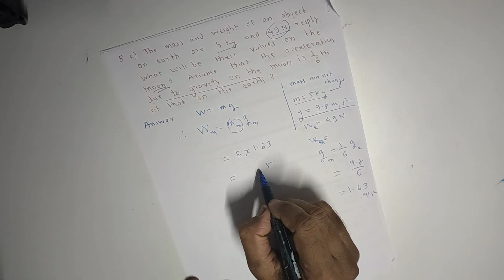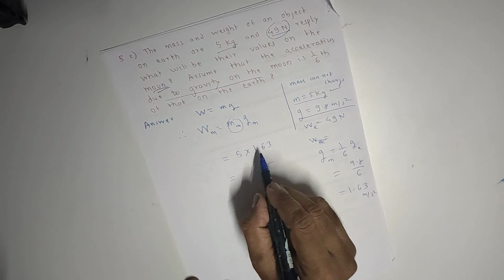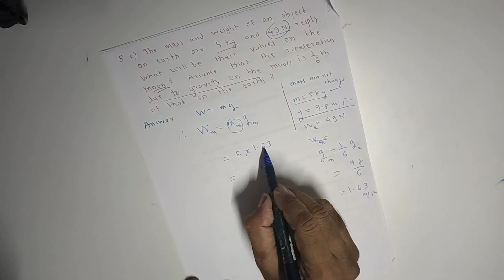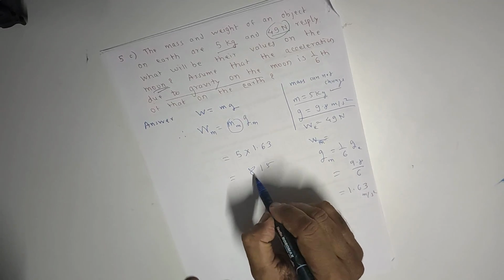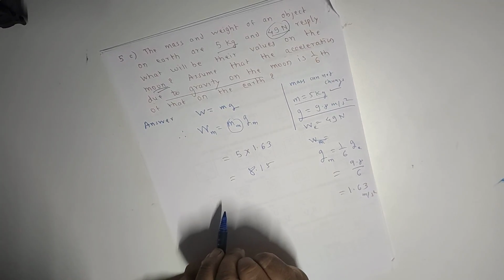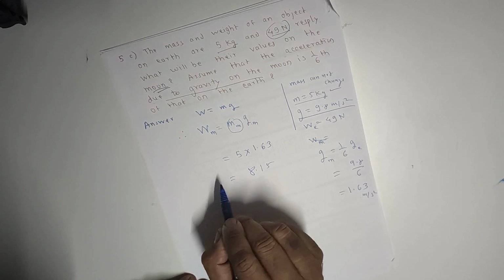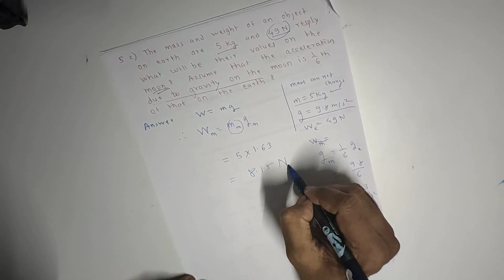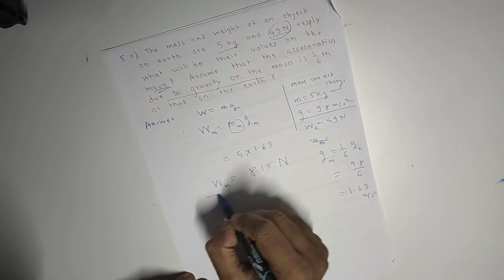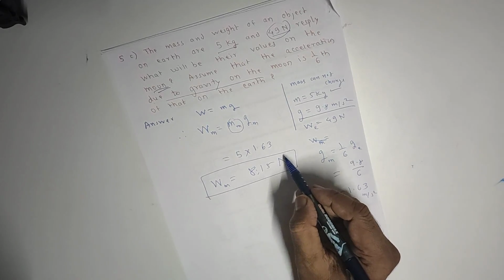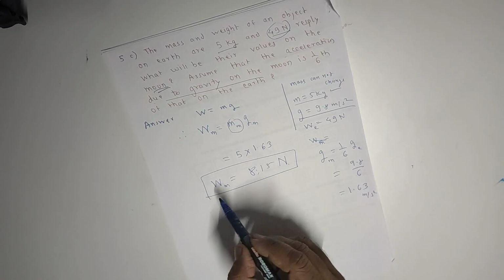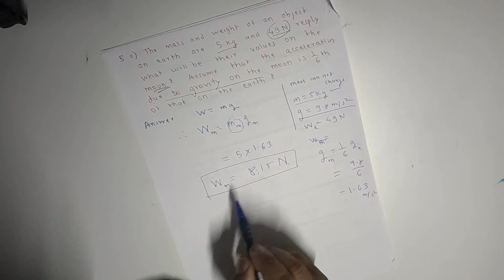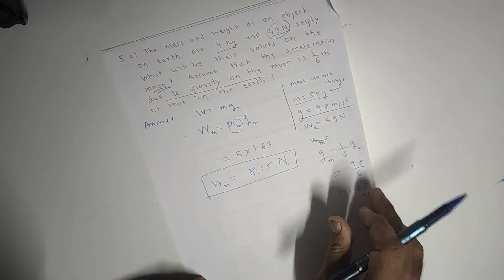5 times 3 is 15, 5 times 6 is 30, 31, 5, what will happen? 8.15. This will be the weight on the moon, in Newton, because weight is a force and the unit of force is Newton. Therefore weight on moon will be 8.15 Newton.